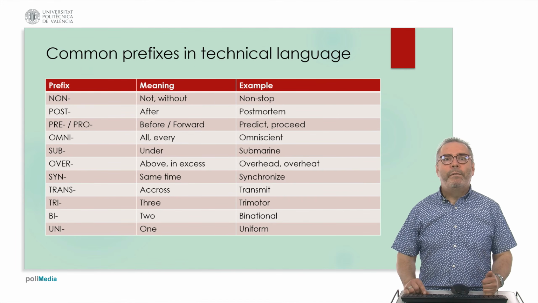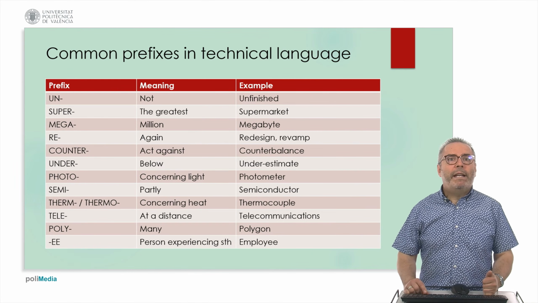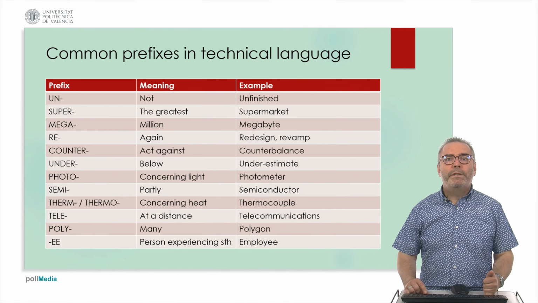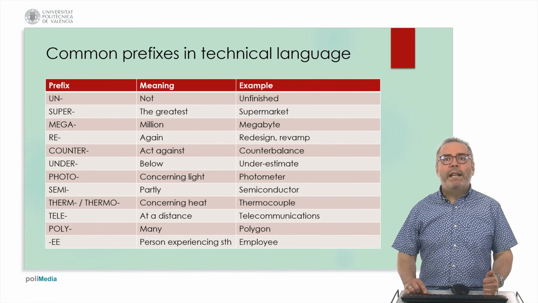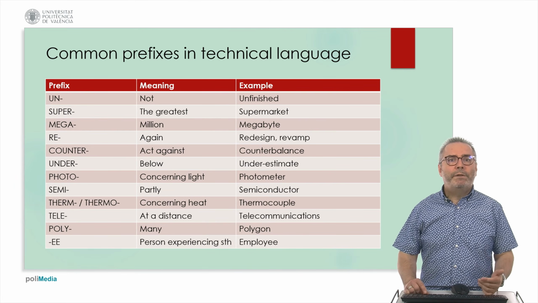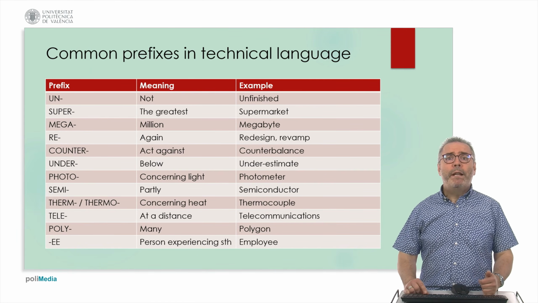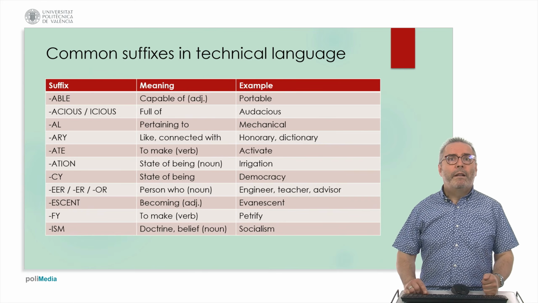binational or uniform. We have super-, mega-, re-, counter-, under-, photo-, semi-, thermo-, also concerning heat, a thermocouple. Photo- concerning light, photometer. And we have here some examples of these very common prefixes: poly-, many, polygon, or -ee, meaning person experiencing something, such as in employee.